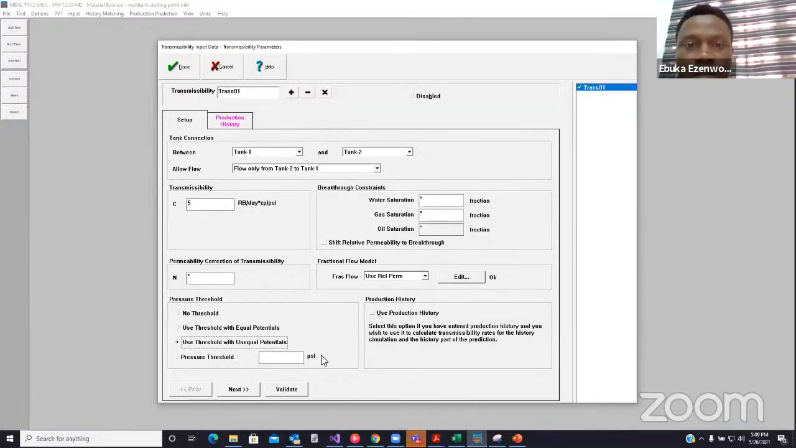At every point in time, the pressure in tank 1 and the pressure in tank 2 is not the same. There has to be a higher one. So it's more like, for fluid to flow, there must be a pressure difference. Fluid must flow from a region of high potential to a region of low potential. But that flow started after I experienced about 1,000 psi drop in my model in the reservoir.